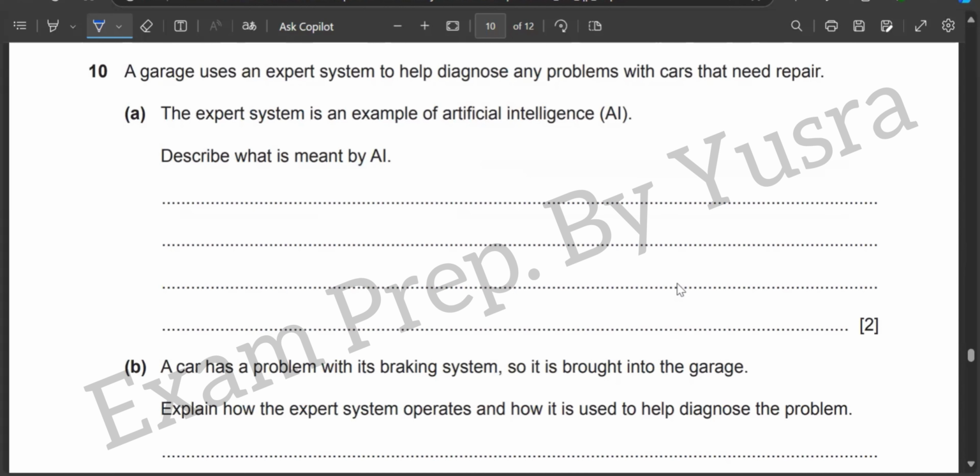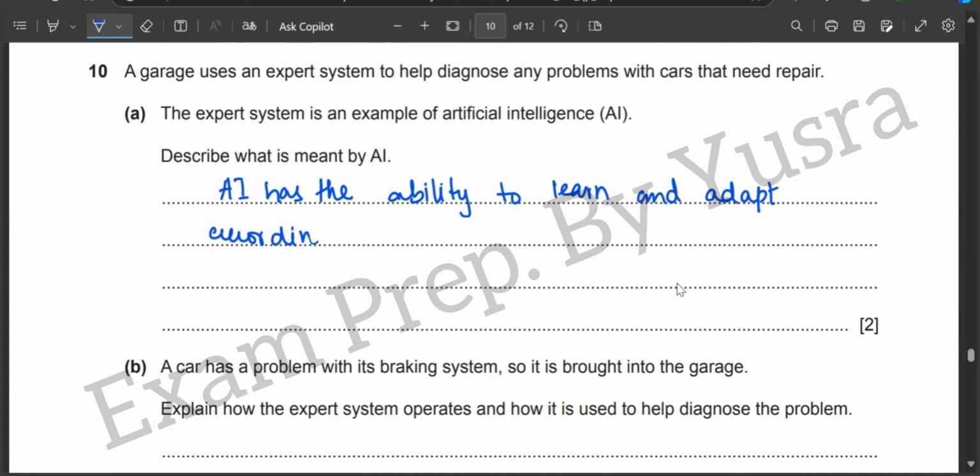Question 10 says a garage uses an expert system to help diagnose any problems with the cars that need repair. The expert system is an example of artificial intelligence AI. Describe what is meant by AI. So AI has the ability to learn and adapt according to the requirements.